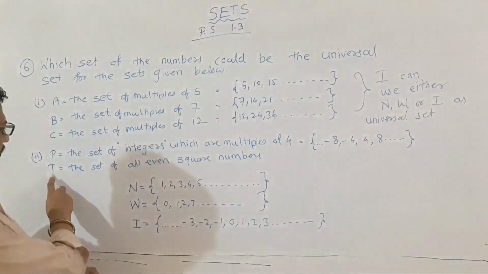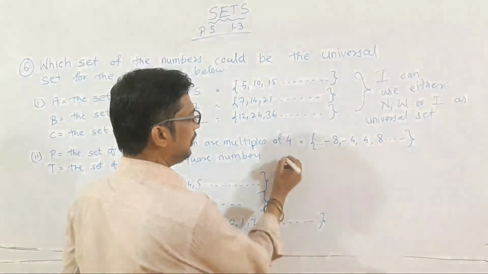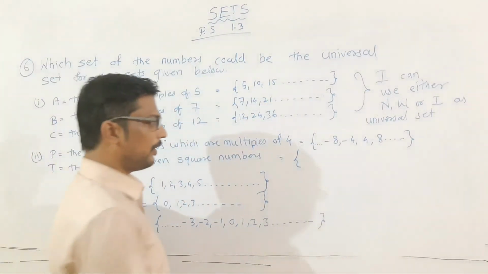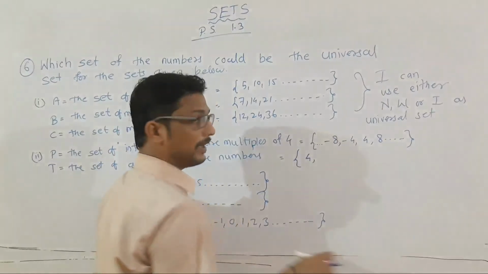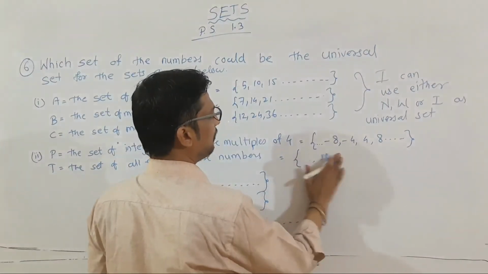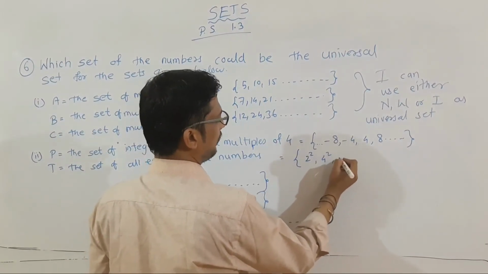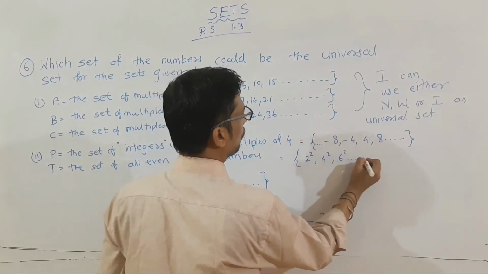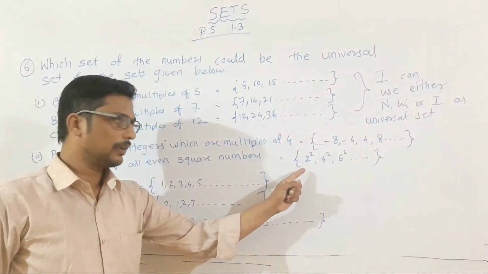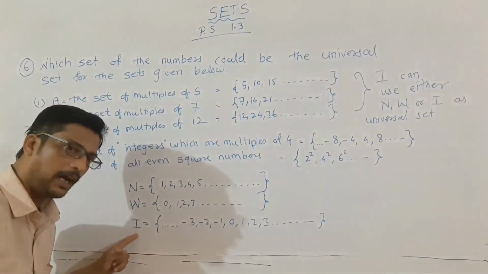Now let us consider T, the set of all even square numbers. Now 2, what is the square of 2? 4. Then next is 4. Square of 4? 16. Or simply I will write it like this: 2 square, comma, 4 square, comma, then next 6 square, like this, dot dot dot. So this can be a subset of N, a subset of W as well as I.